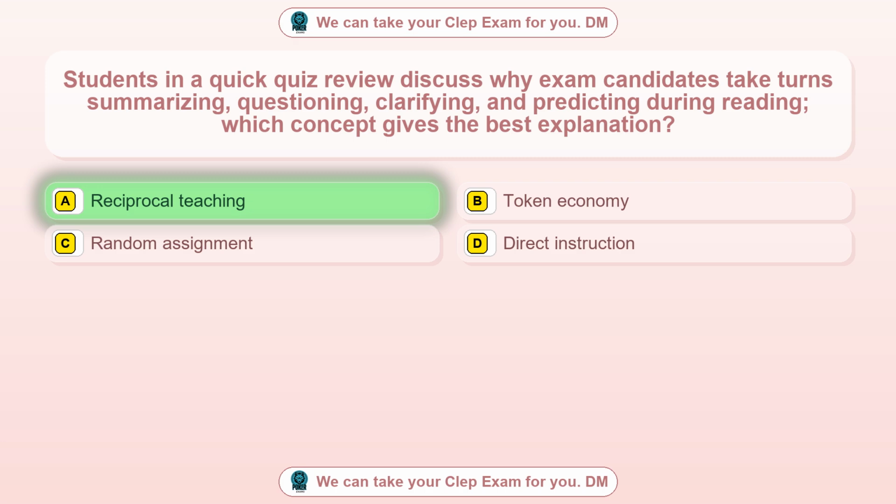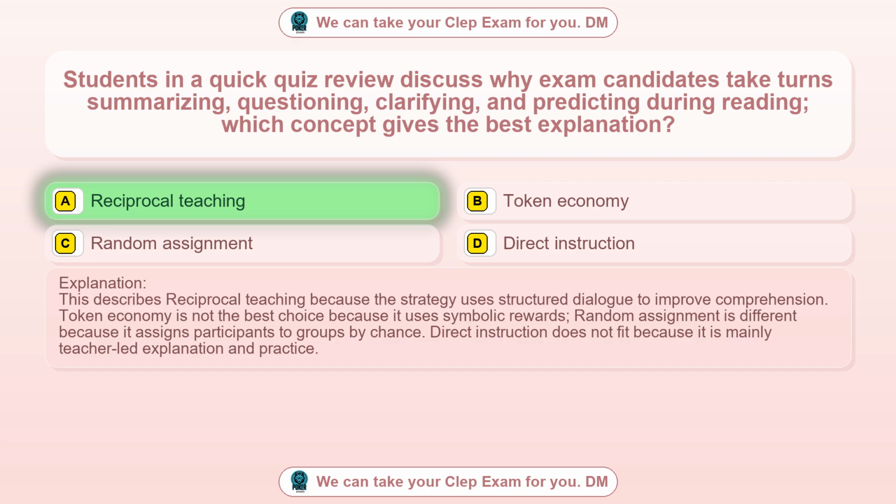Reciprocal teaching. This describes reciprocal teaching because the strategy uses structured dialogue to improve comprehension. Token economy is not the best choice because it uses symbolic rewards. Random assignment is different because it assigns participants to groups by chance. Direct instruction does not fit because it is mainly teacher-led explanation and practice.